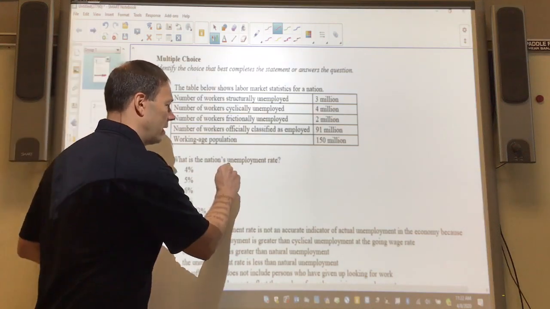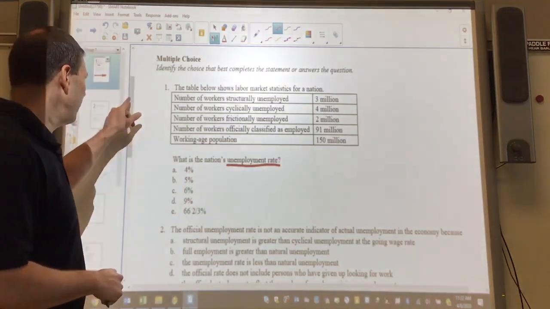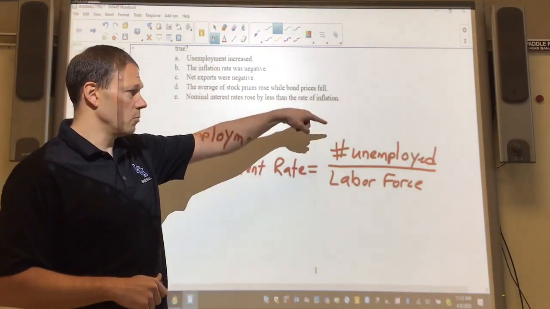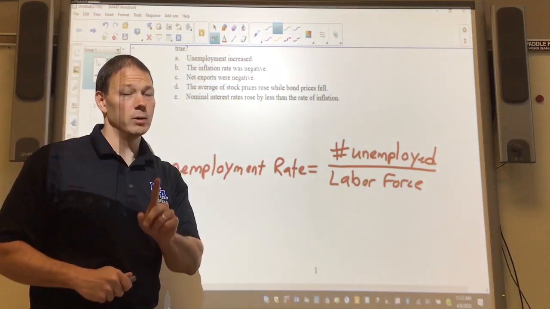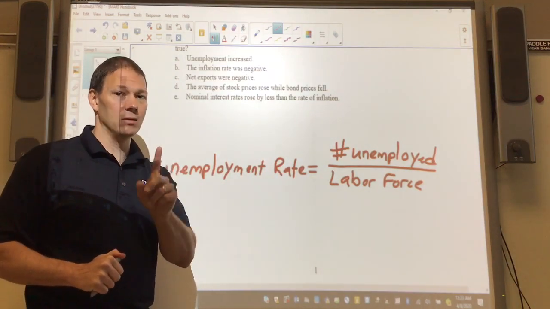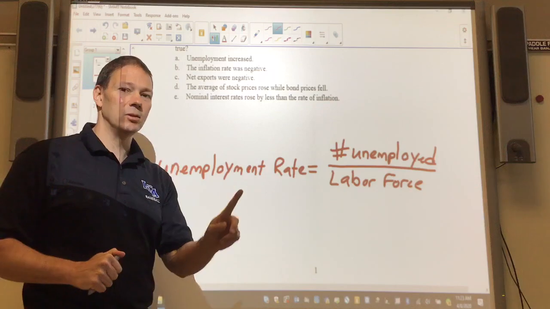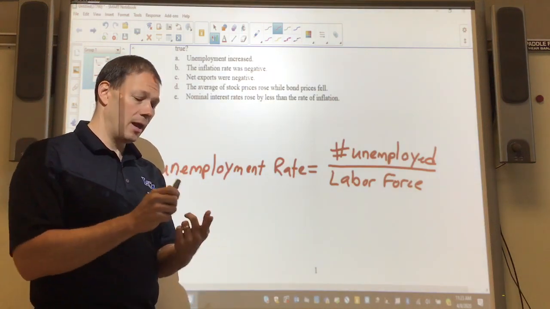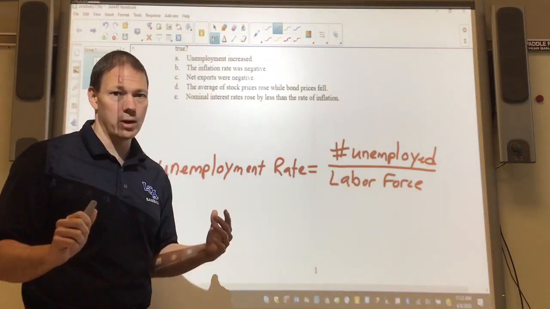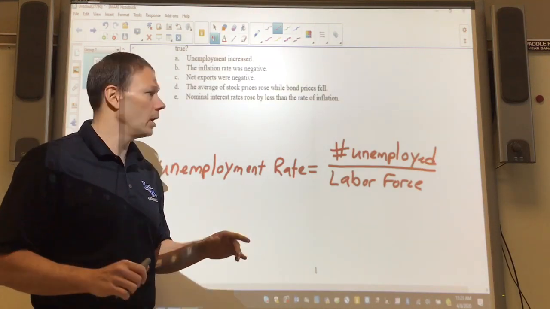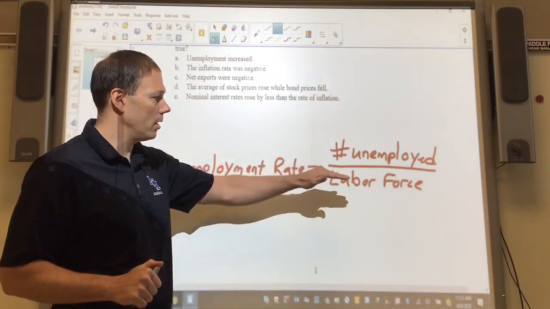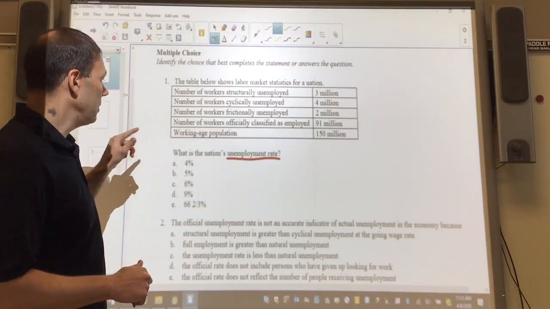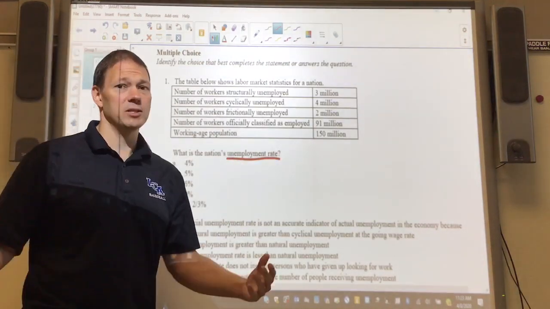Number 1 is asking about the nation's unemployment rate. Here's a key formula, a good thing to know. I've written it down here. The unemployment rate is equal to the number of people unemployed. And remember, to be unemployed, you have to be in the labor force and actively looking for work, but don't have a job yet. Anybody that's not in the labor force, anybody under 16, or anybody who does not want a job does not count. It's the number of people who want a job, can't get one, divided by the total labor force.